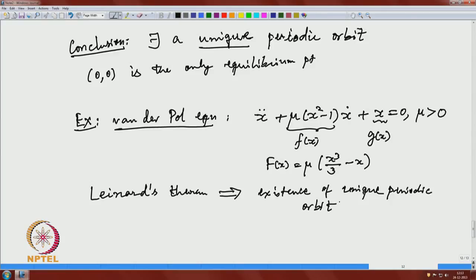Okay. So, with that we will come to an end of this discussion on periodic orbits.